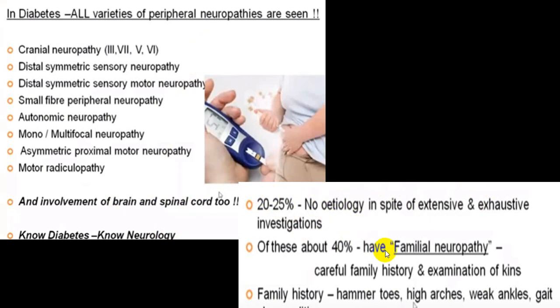Very rarely you come across a group which we call Charcot-Marie-Tooth, in which there is a strong family history. There will be deformities of the lower limb, high arch, weakness at the ankle, gait abnormality, etc. Do suspect Charcot-Marie-Tooth if you get a strong family history.